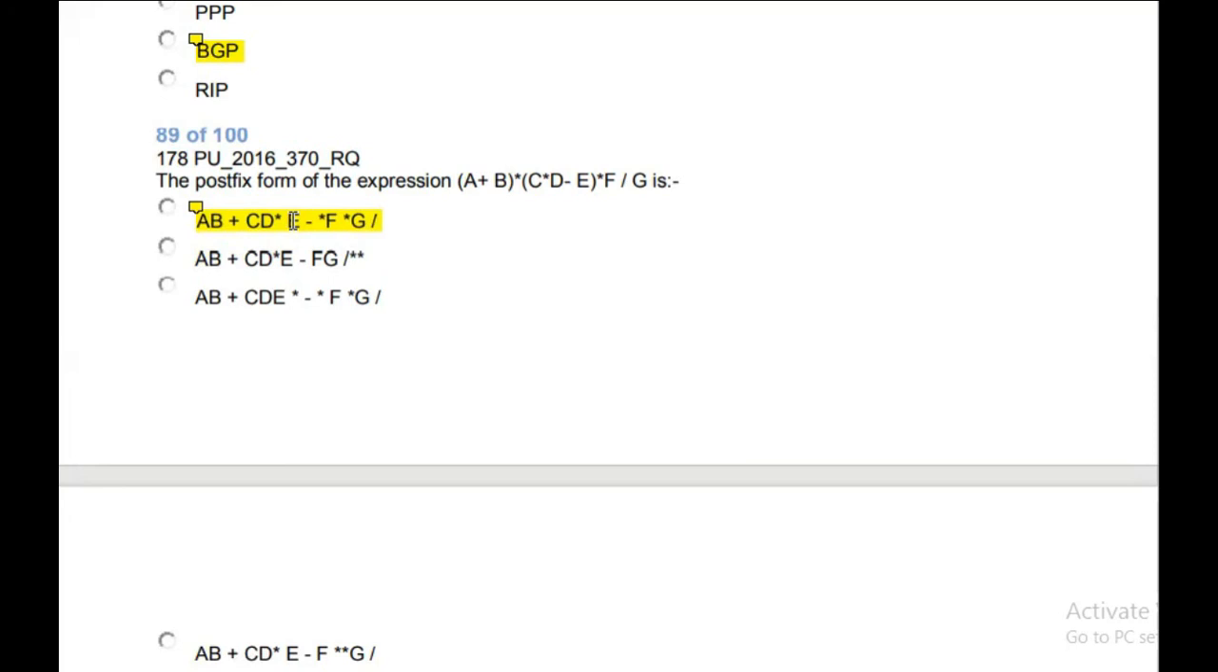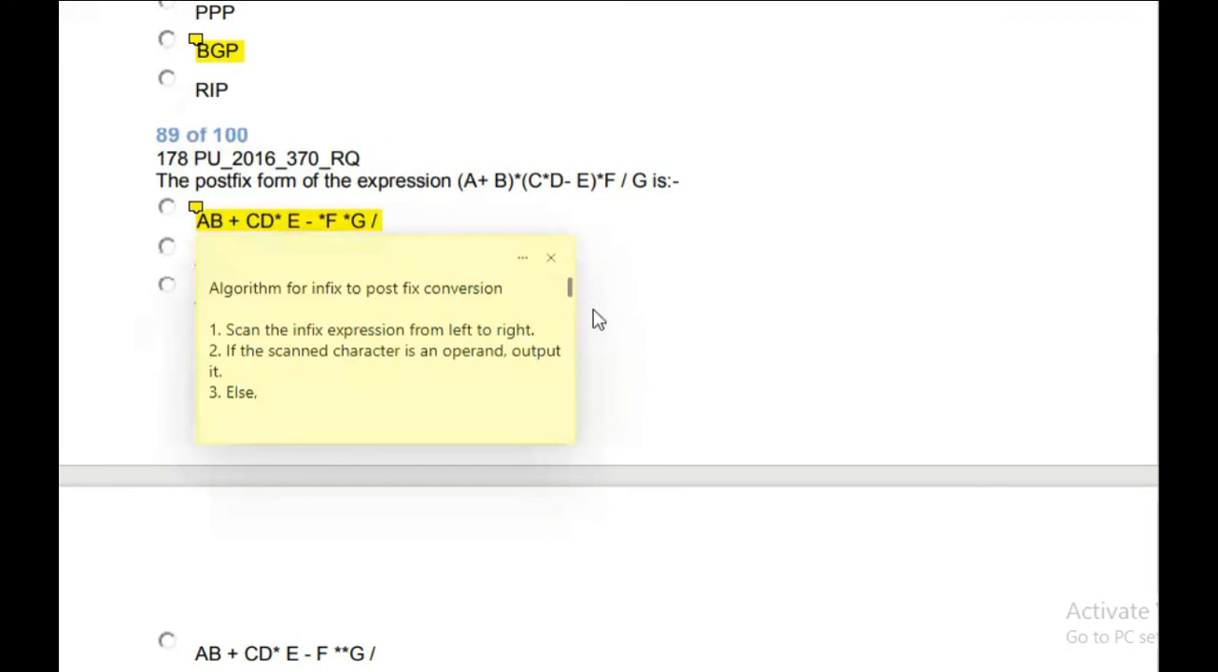This is the infix form, this is the postfix form, and if the operators are in front of the operands, it would be the prefix form. So infix to postfix conversion and infix to prefix conversion are both important, very repeated questions. So let's discuss how to convert them. Algorithm for infix to postfix conversion.